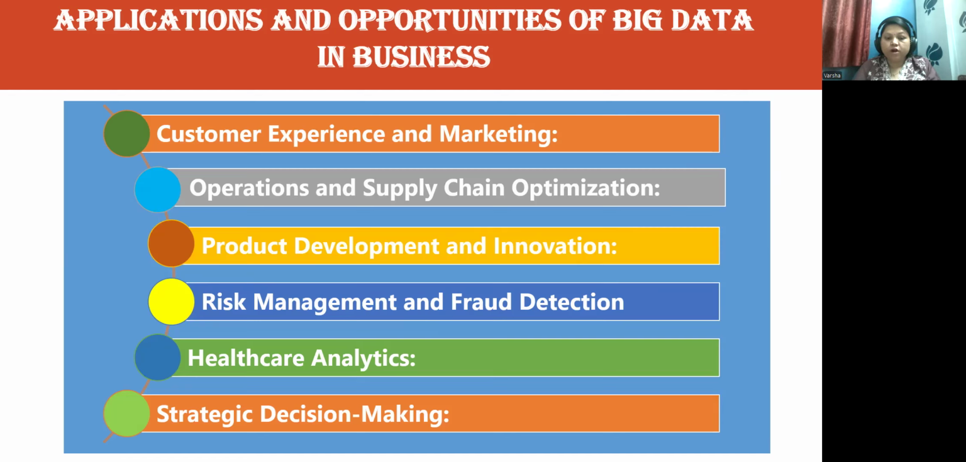Risk management and fraud detection. In case of risk management, banks use big data to flag unusual patterns in customer transactions to prevent financial fraud. Next one is healthcare analytics. Big data is utilized for monitoring patients, predicting disease outbreaks, and optimizing resource allocations. Hospitals analyze patient admissions, infection trends, and treatment outcomes to improve patient care.